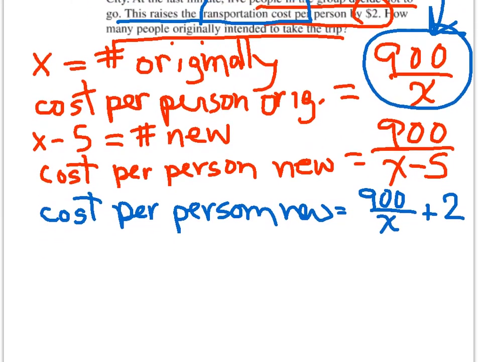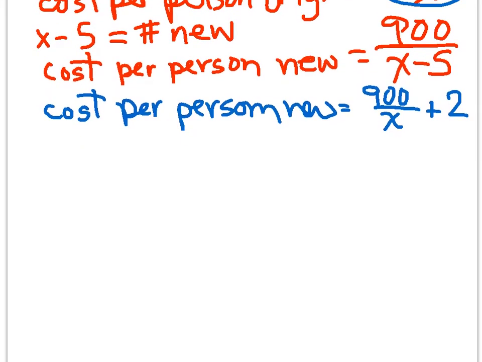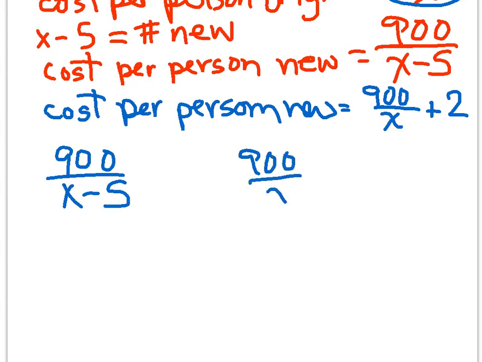And so now we see we have two expressions for the same thing, the new cost per person. The first expression is 900 over x minus 5. The other expression is 900 over x plus 2. Those two things must be equal, and so that's our equation. The cost per person, no matter which way you figure it out, has to be the same.